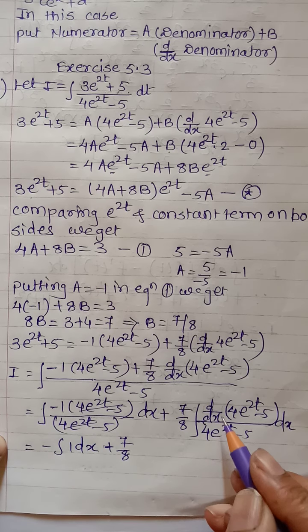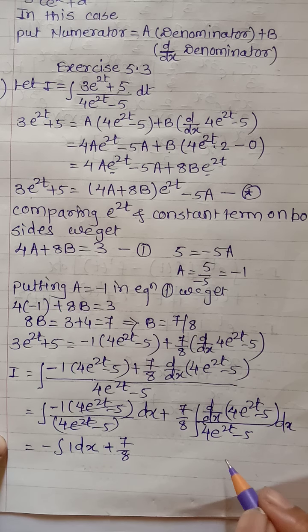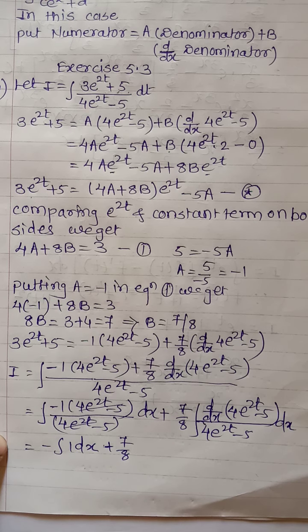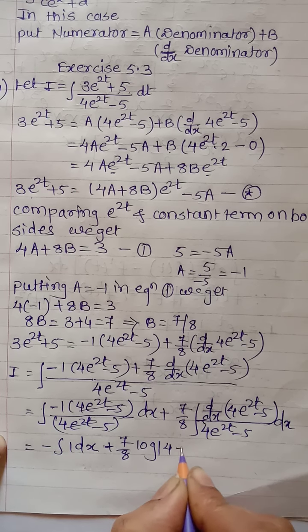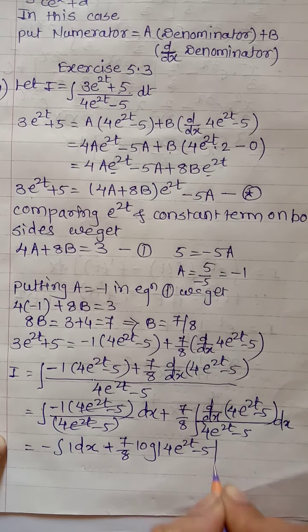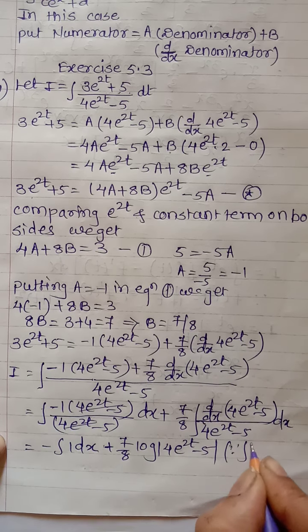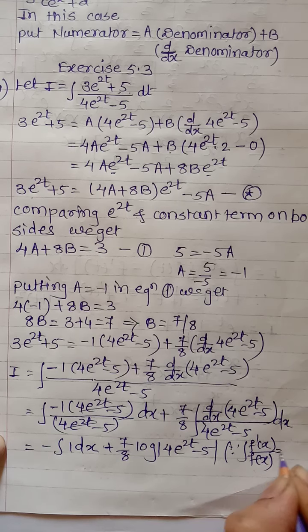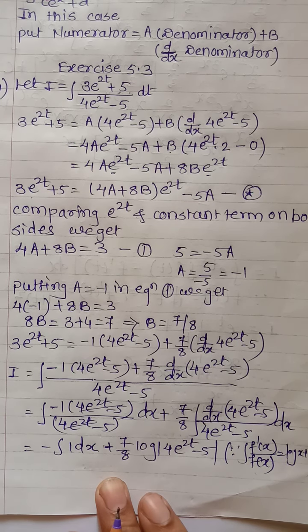Now see, it is d by dx of 4 e raised to 2t minus 5. So what is its integration? Its integration is log of mod of 4 e raised to 2t minus 5. Which formula do we apply here? Since integration of f dash x upon f of x equals log x plus c, we apply this formula here.